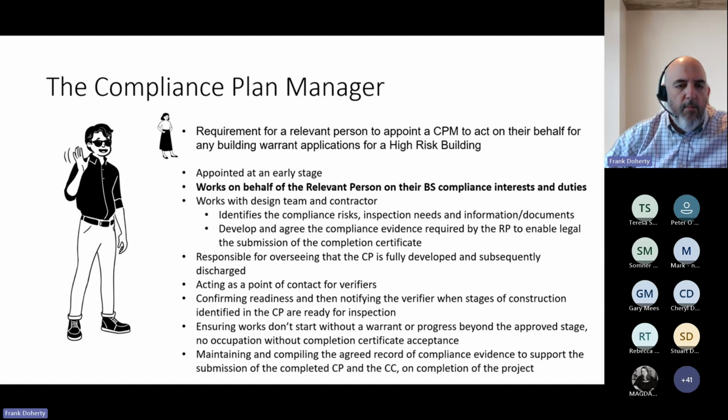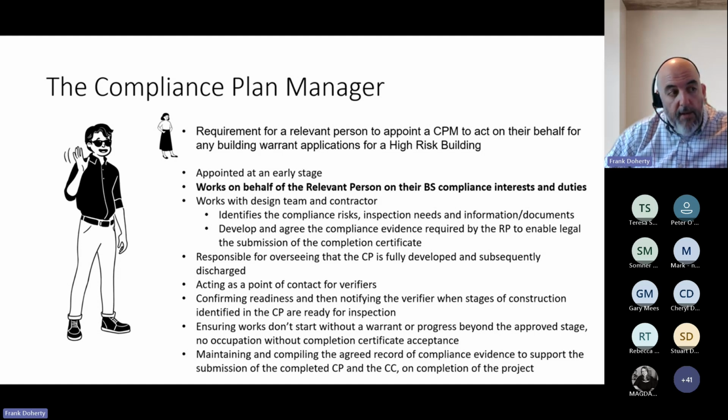But they work with the design team and contractor to do that, and would be responsible for overseeing that compliance plan to make sure that it's fully developed, and it's subsequently discharged or completed, or whatever term we use for what state it's going to be in at the completion stage.